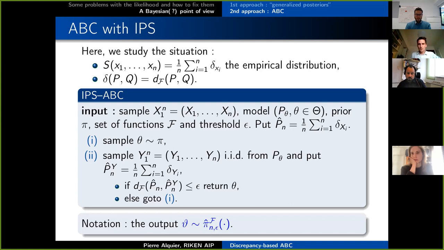So just for notation, I hope this notation is not too heavy, but I will write π at fn epsilon, the distribution of the output of this algorithm. Hopefully this should be close to the posterior, but as I want to understand the properties of this, I will denote it like that. If you forget the notation later, just ask the question, I will remind it.